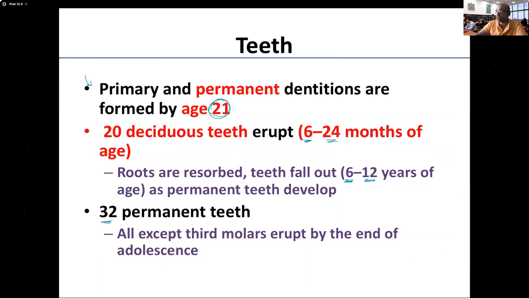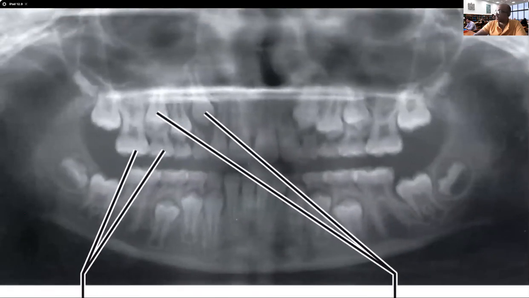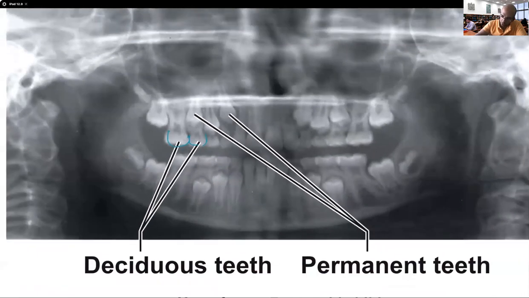All except the third molars will erupt by the end of adolescence. So you see on here, in this X-ray, those are the deciduous teeth. And they are going to be replaced by those permanent teeth going up.